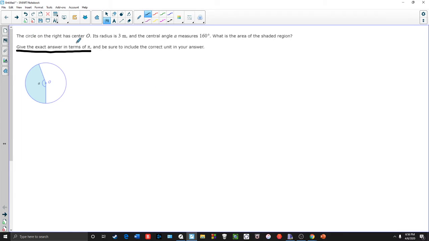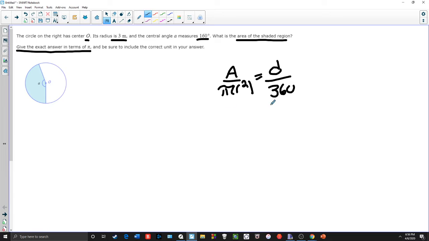So this says on the circle it has a center of O, the radius is 3 meters, and the central angle is 160. What is the area of the shaded region? So we want the area of this sector here. Now it is a sector problem, so we have the following formula, right? We have the area of the sector over pi times r squared is equal to the degrees of the sector over 360. So this is our formula.